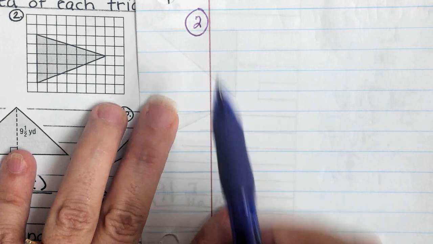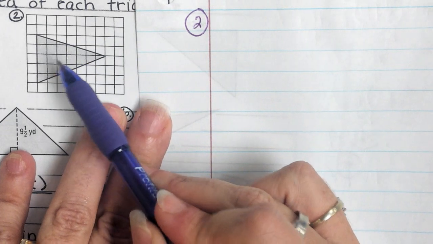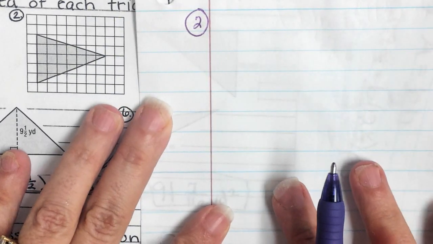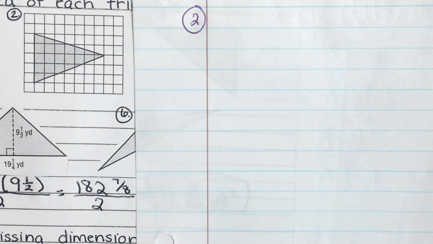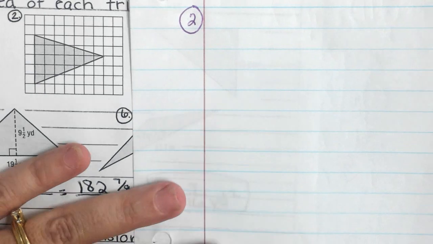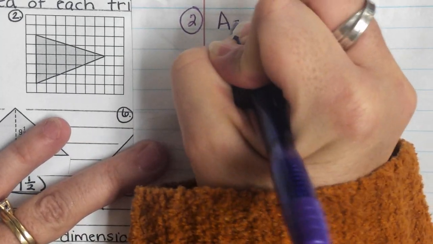Here we go. So, on number 2, we look at this shape. They need the area. That is a triangle. So, first things first, we are going to write the formula for a triangle. A equals B times H, BH, divided by 2.